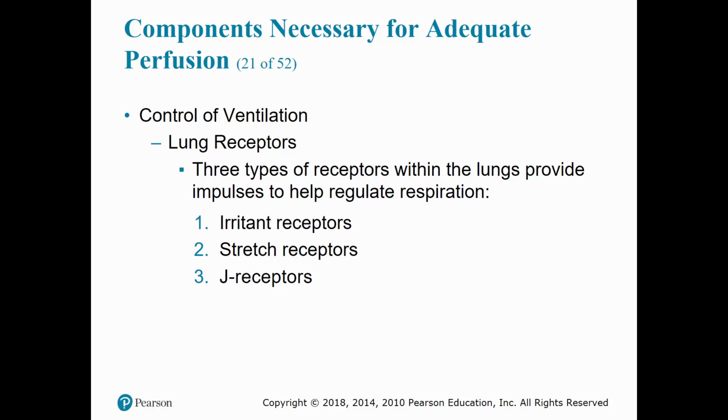J receptors are found in the capillaries that surround the alveoli. These are sensitive to increases in capillary pressure. When they become activated, they stimulate rapid and shallow ventilation to help decrease the amount of pressure around the alveoli.